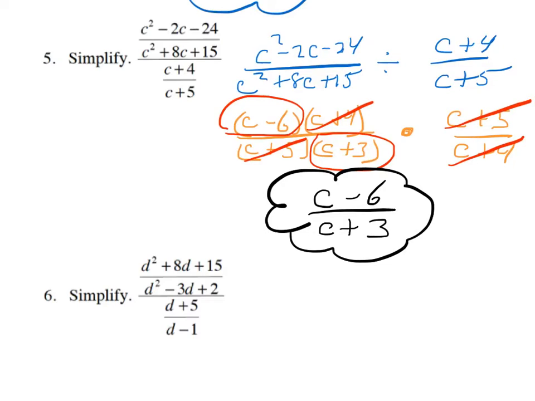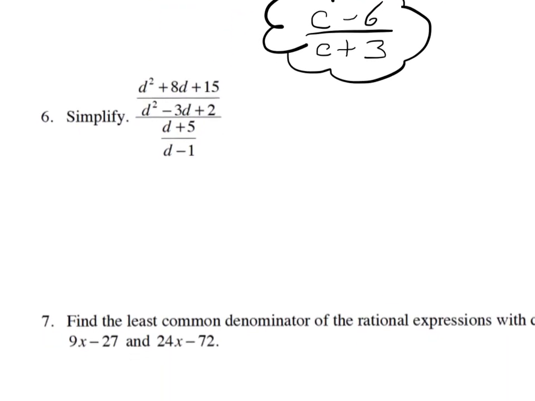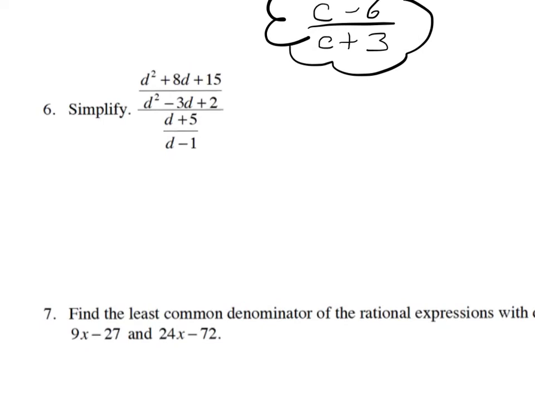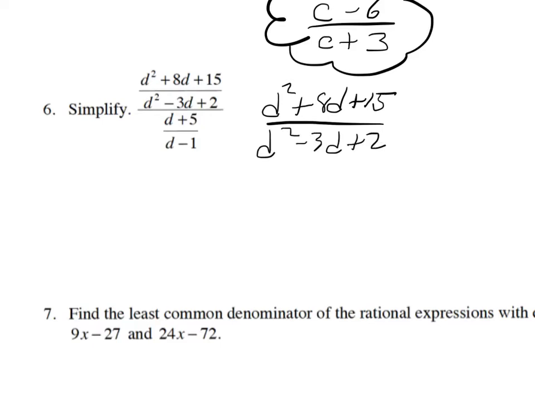All right, let's go to number 6, and we're going to do it the same way as we did the last one. Let's walk through it here. We have d squared plus 8d plus 15 all over d squared minus 3d plus 2. I'm going to put my division sign there. So it's going to be d plus 5 over d minus 1.